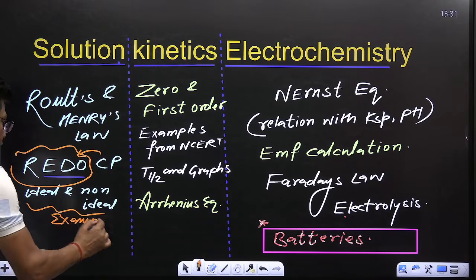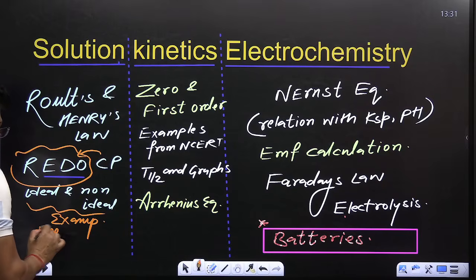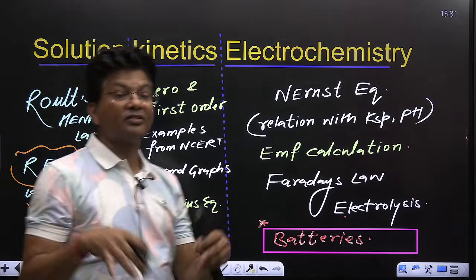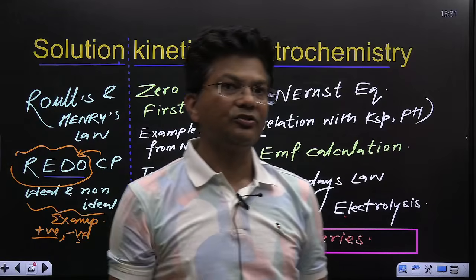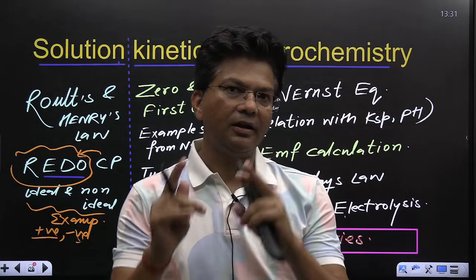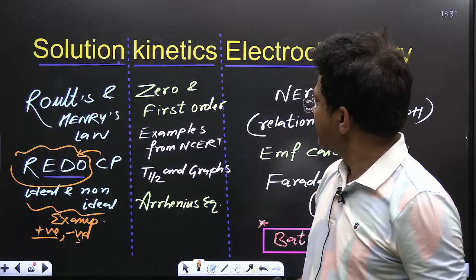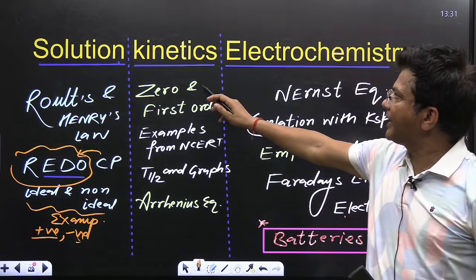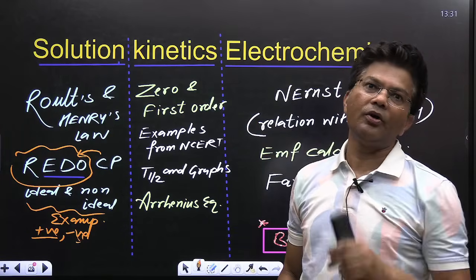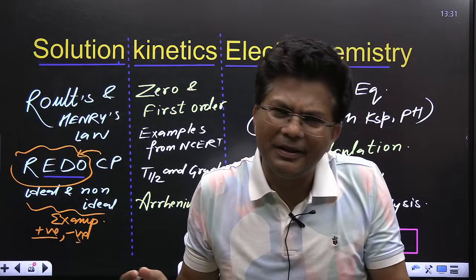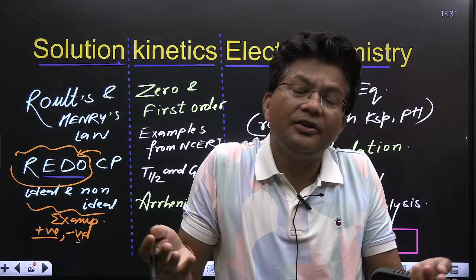If I talk about positive azeotropic solution and negative azeotropic solution, whether the mixing of solutions will make an ideal solution or non-ideal, and non-ideal positive deviation and negative deviation. Now, if I talk about the chemical kinetics chapter, zero order and first order, they are examples which are given in NCERT, and simply their graphical representation and t-half.